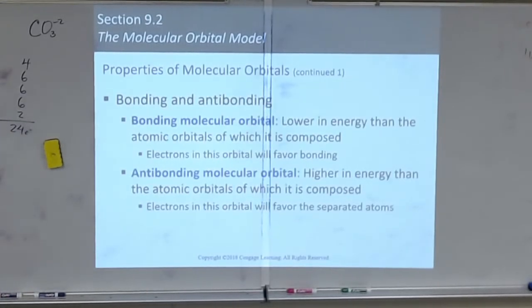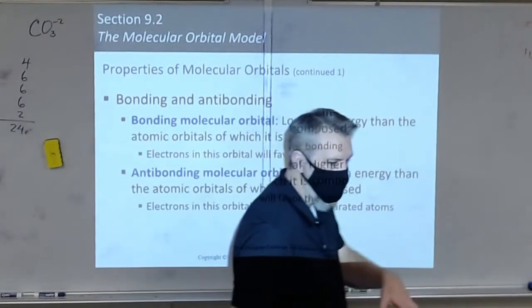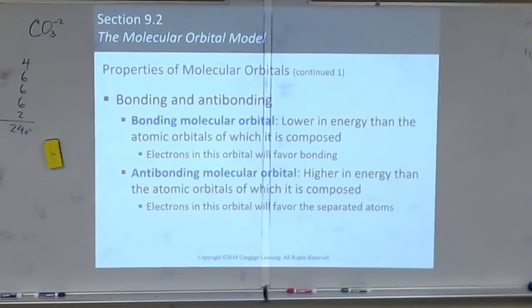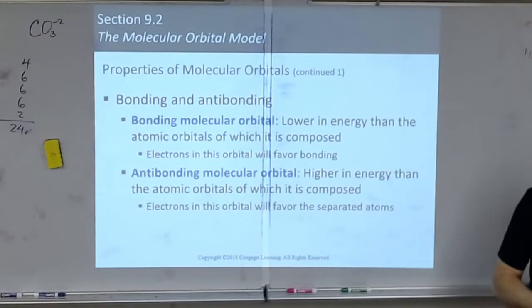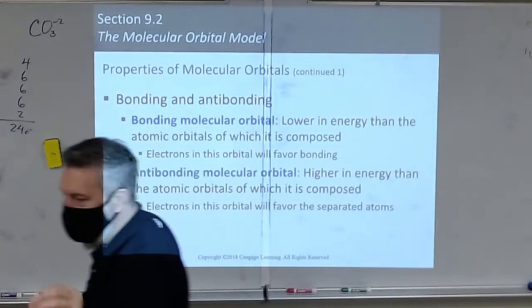All right, bonding. Bonding molecular orbitals are lower in energy. And remember, chemistry, atoms, just like the rest of us, just like humans, we want to attain the lowest energy state possible. The antibonding are higher in energy than the atomic orbitals. The electrons in this orbital favor the separated atoms. If you have electrons up there, they would rather stay apart. Electrons down here would rather stay together. The lower energy would prefer the bond to happen.